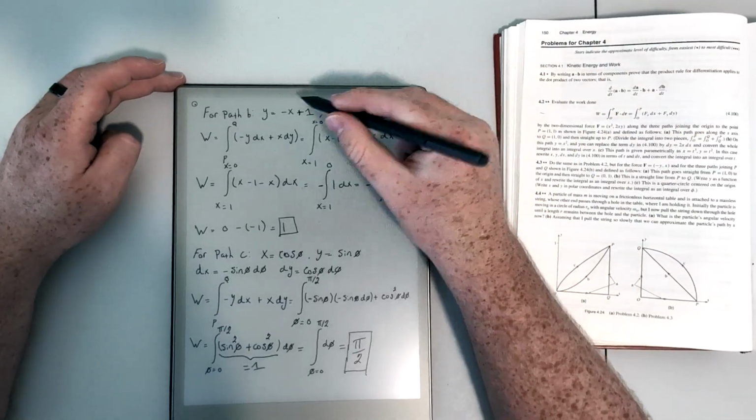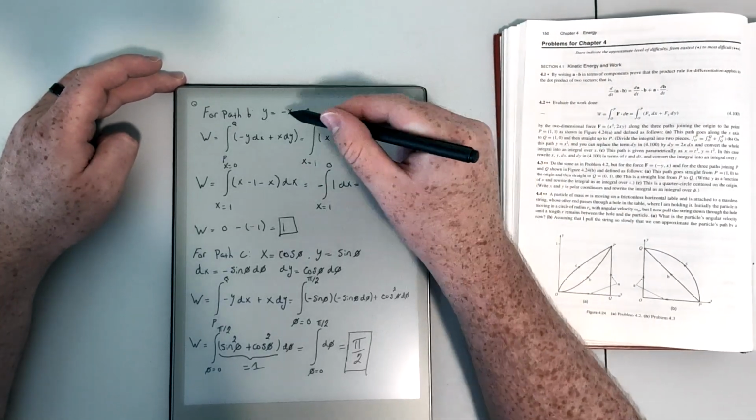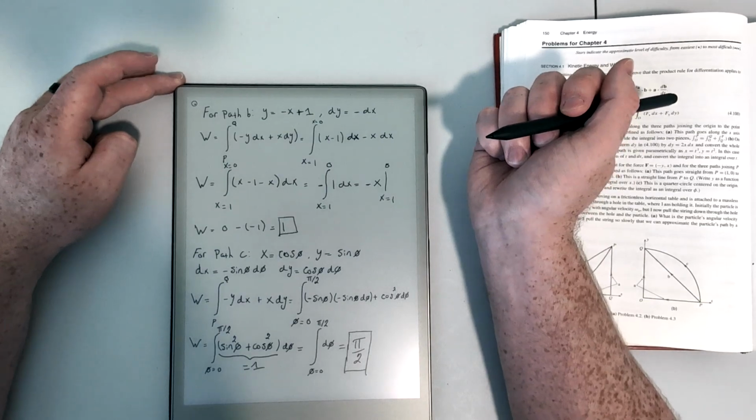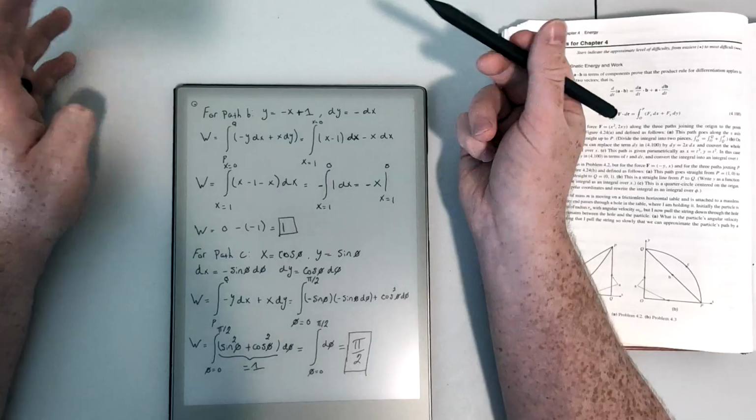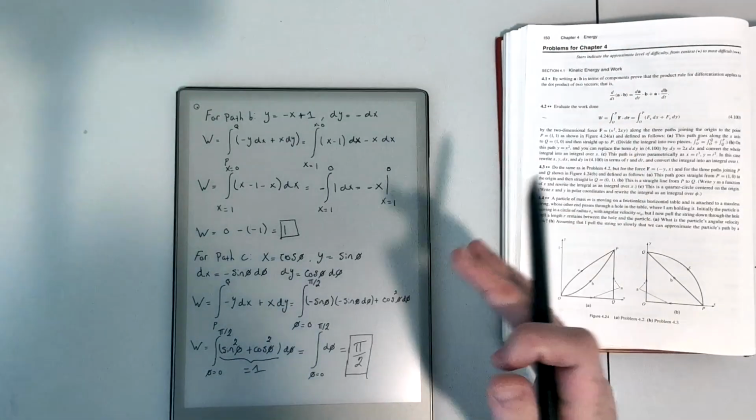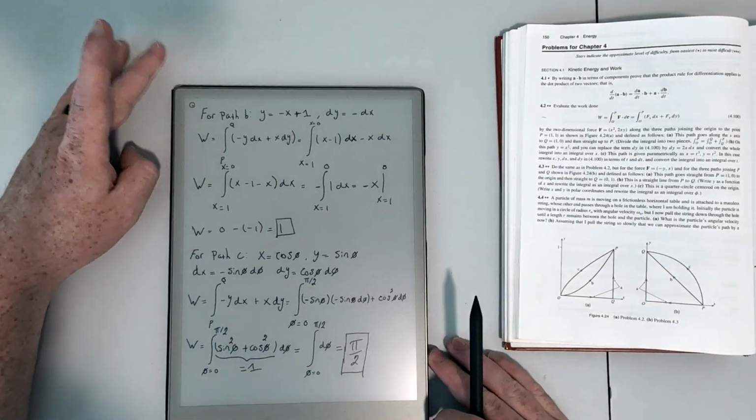And then dy is just going to be equal to negative dx. And we're just going to rewrite this integral in terms of x. We could write it all in y. It's your choice, but I'm going to rewrite it all in terms of x.